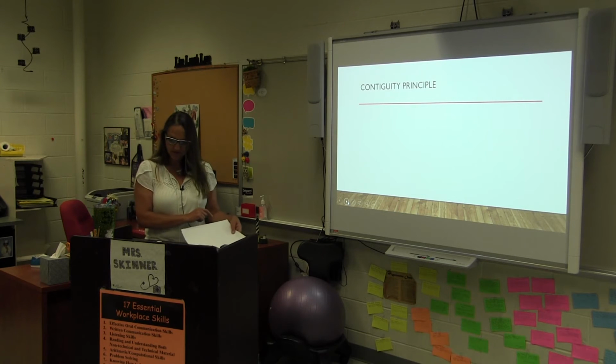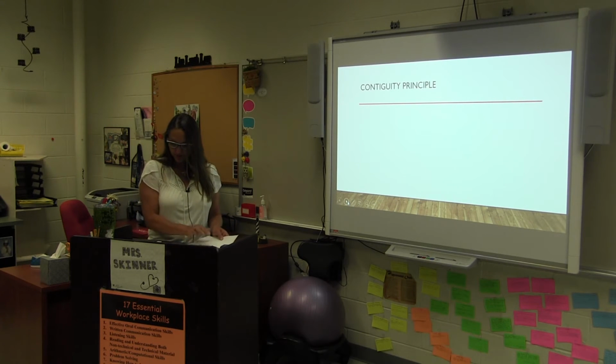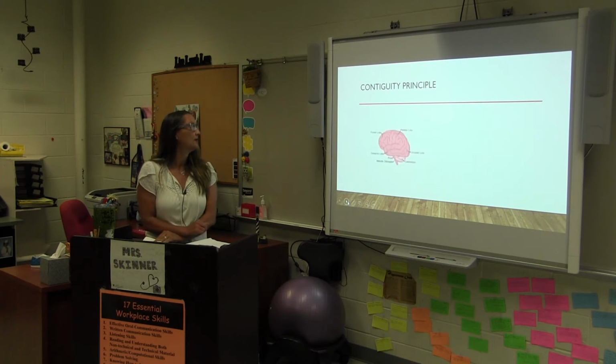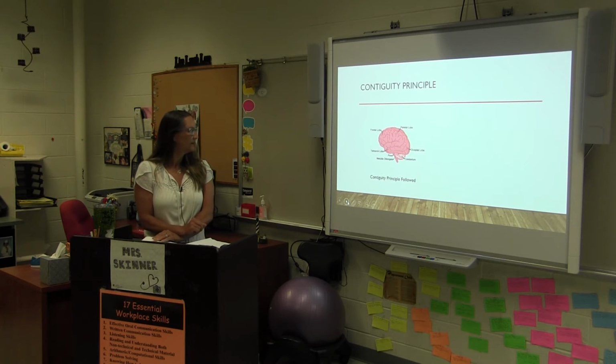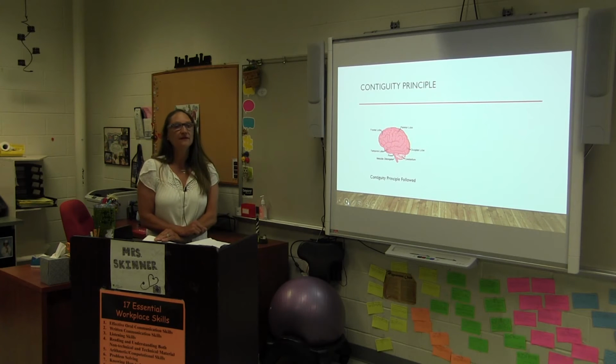So the first is the spatial contiguity principle, which is aligning words to corresponding graphics. The words and graphics should not be separated. In medical education, we teach students anatomy using images to help identify body parts. So an example of a contiguity principle followed is labeling the parts of the brain or the different lobes by placing the words right next to the image on the brain part.